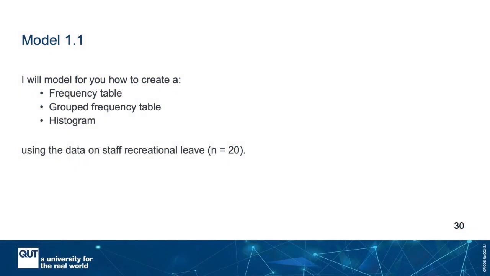So the purpose of this model 1.1, and the purpose of our model videos throughout this particular unit, is to show you how you actually do things within Microsoft Excel, or a little bit later on using SPSS, a statistical package for the social sciences. How to actually navigate those platforms, where you click and in what order to be able to do things.